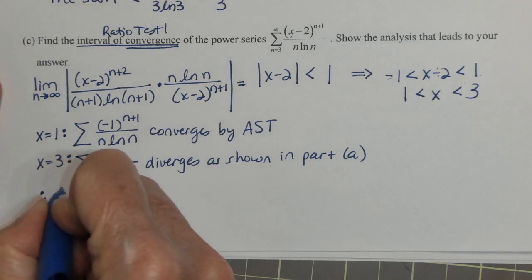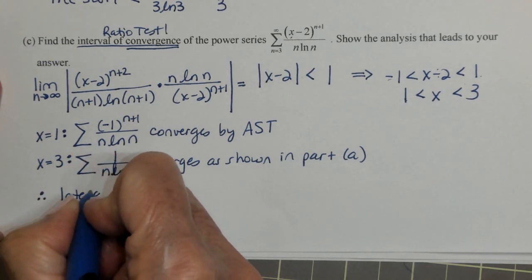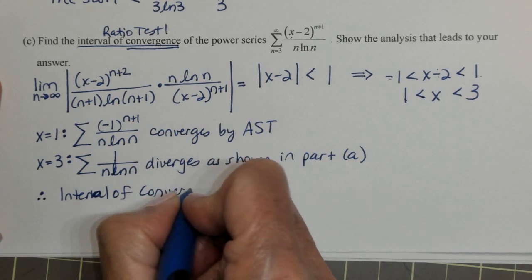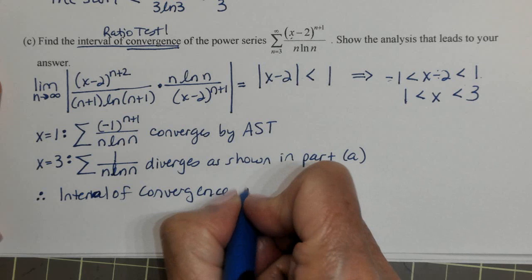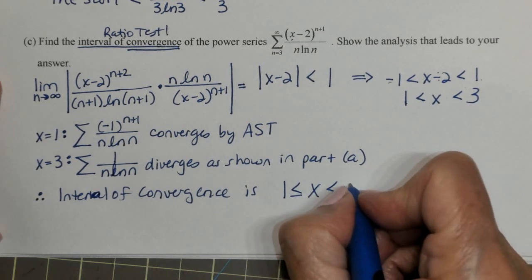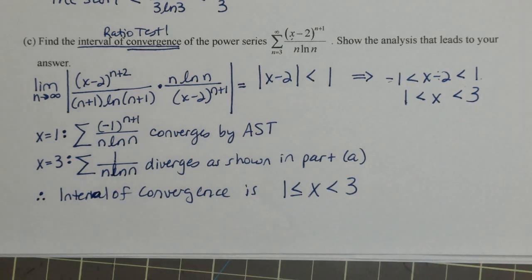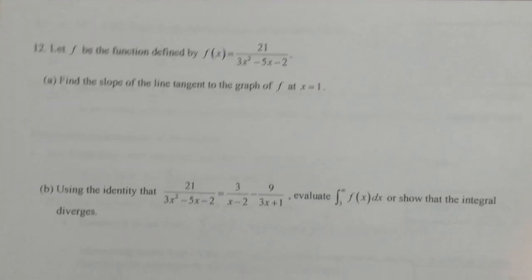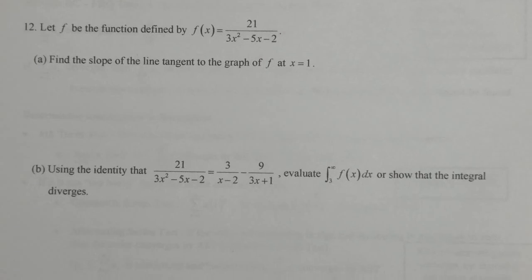So the interval of convergence is 1 is less than or equal to x is less than 3, including the 1, not including the 3. Let's take a look at one more, to see how else they could say these.